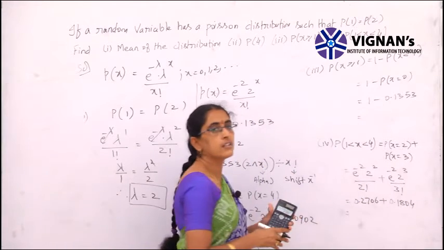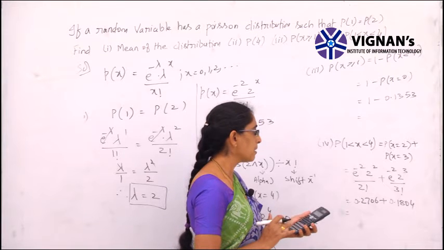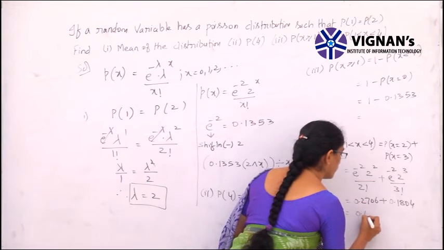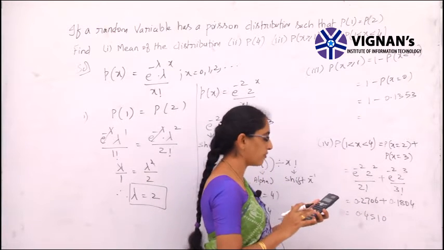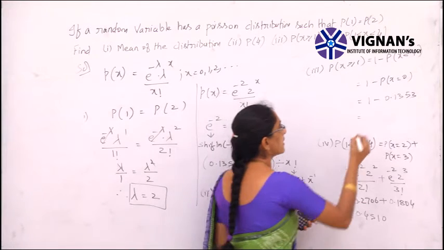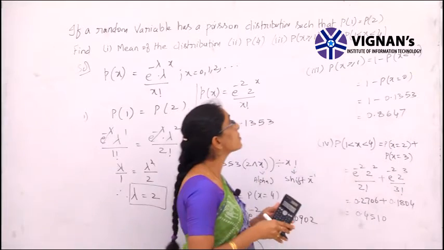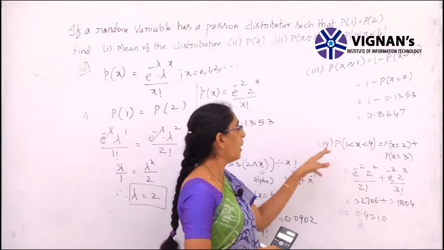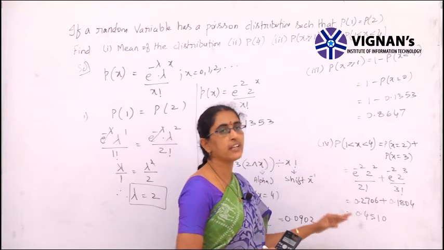Now you can simplify this part here, right? So 0.2706 plus 0.1804 is 0.451. Similarly, what is 1 minus 0.1353 here, third bit? 0.8647. Right? So, probability of x greater than or equal to 1 is 0.8647 and probability of 1 less than x less than 4 is 0.4510.